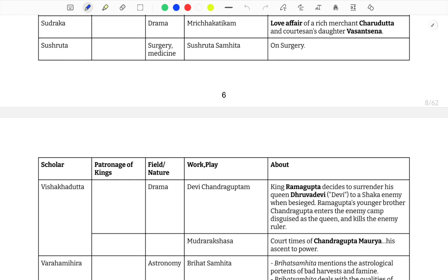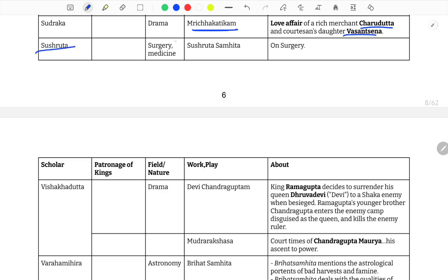First we have Shudrak. He was related with drama. One of the most celebrated works of Shudrak was Mritshikatikam, and Mritshikatikam has been asked a lot by UPSC in many years, in your civil service prelims. So what is Mritshikatikam basically? This is the love affair of a rich merchant, Charudatta, and a courtesan's daughter, Vasantasena.